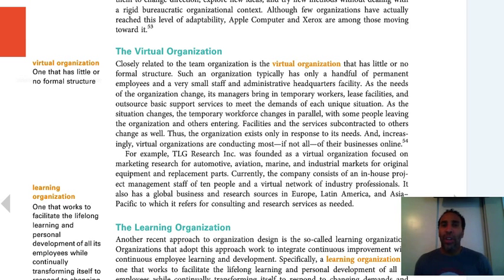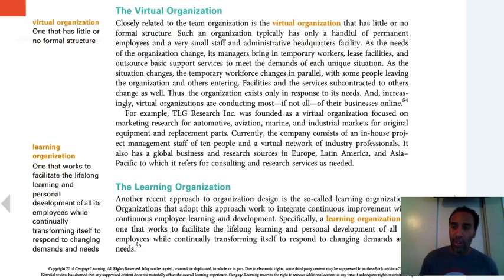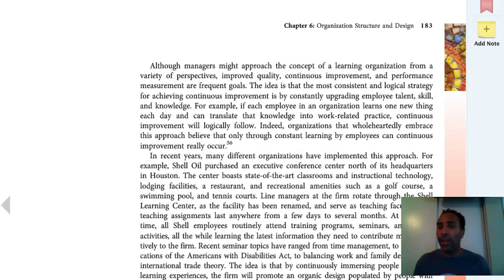Then you could have a learning organization. That's an organization that focuses on learning. I was at a company, $700,000. They got a grant from the state of California to do training seminars, and they did them. I took advantage of that, took a lot of the classes and marked them on my sheet, which was great. So a learning organization is one that works to facilitate the lifelong learning and personal development of all of its employees while continually transforming itself to respond to changing demands and needs. And I think that's definitely what the company I currently work for does.